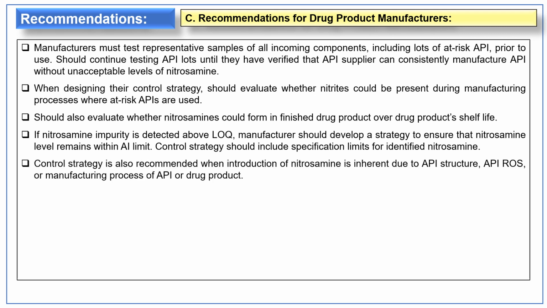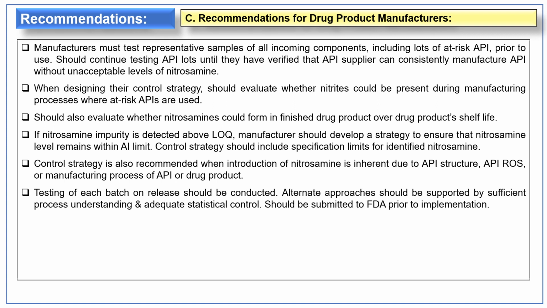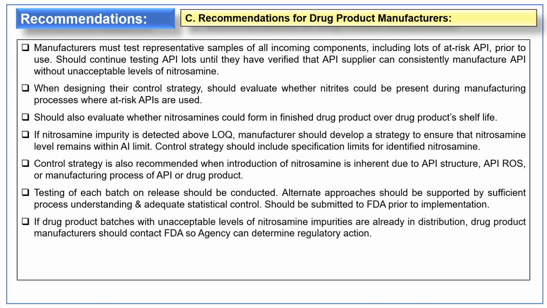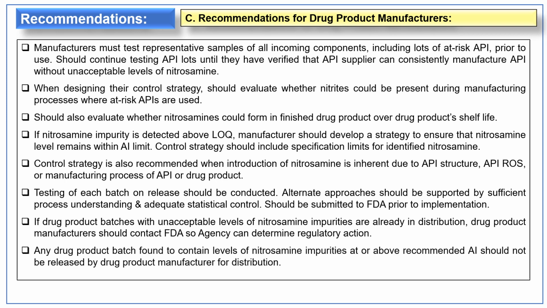The control strategy is also recommended when introduction is inherent due to API structure, the ROS of the API, or the manufacturing process. Testing of each batch on release should be conducted. Alternate approach should be supported by sufficient statistical control and should be prior approved by the FDA before implementation. If products which are already in distribution have found unacceptable levels of nitrosamine, then they should contact the FDA so that appropriate regulatory action can be determined. And any product batch found to contain levels above the AI limit should not be released for market and distribution.